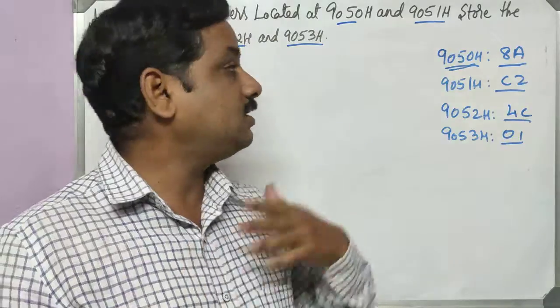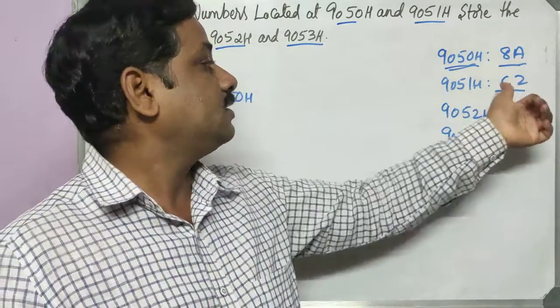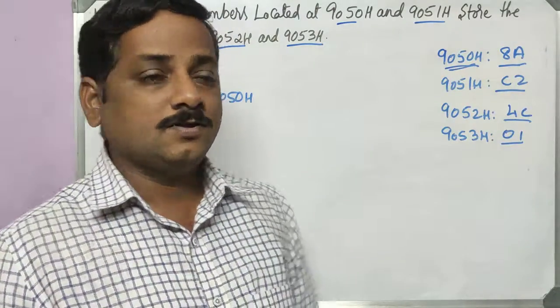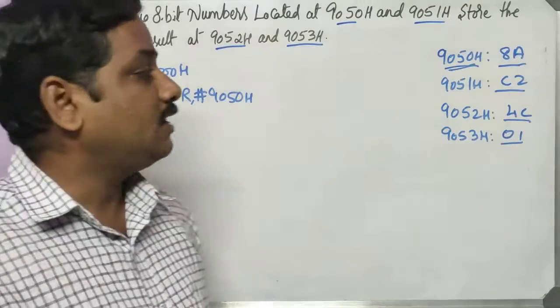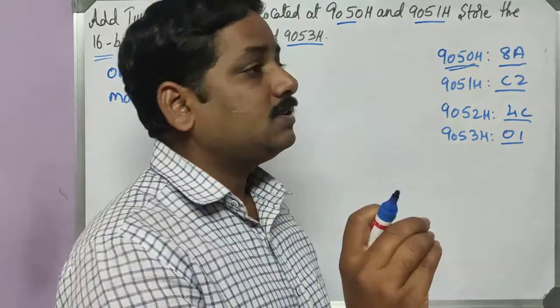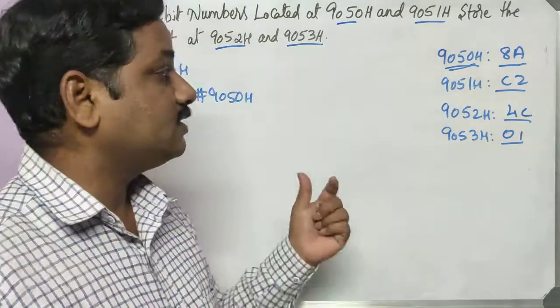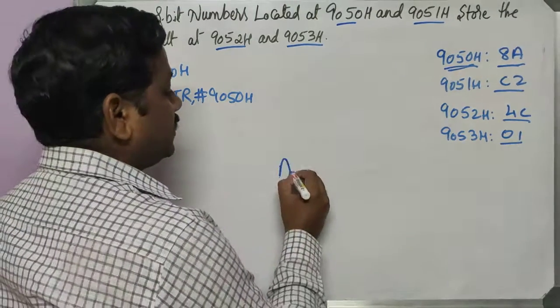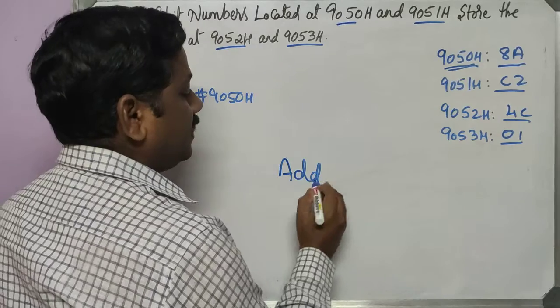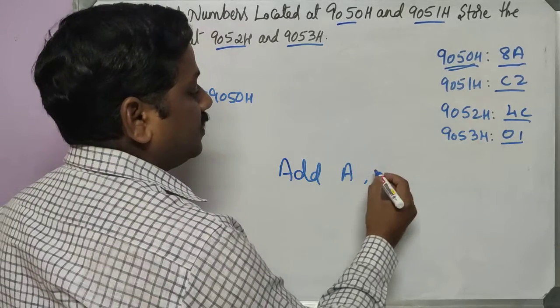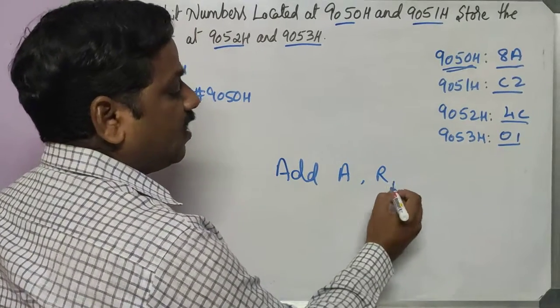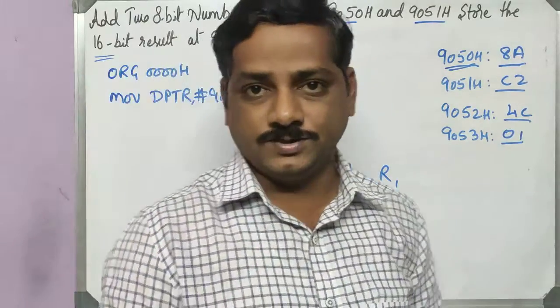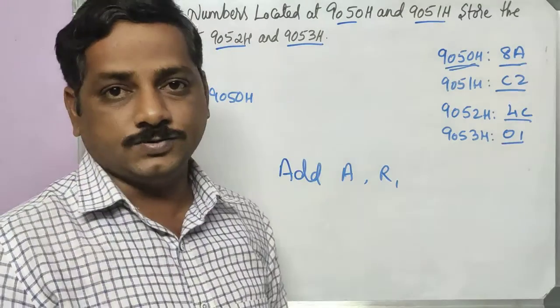Okay, and I know that the first number is at 9050, the second number is at 9051. So before further writing the program, I will explain one concept about the add instruction, because that logic will help you write the next line. The logic of the add instruction is: add accumulator comma some register, R0 to R7, any register we can use here.